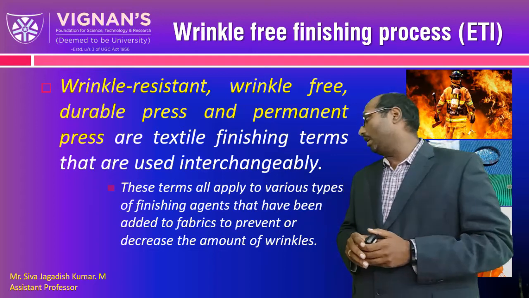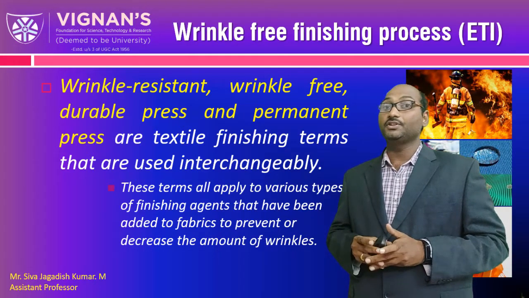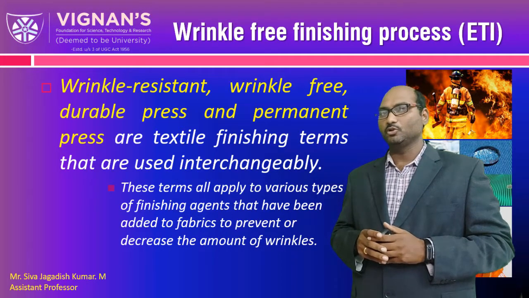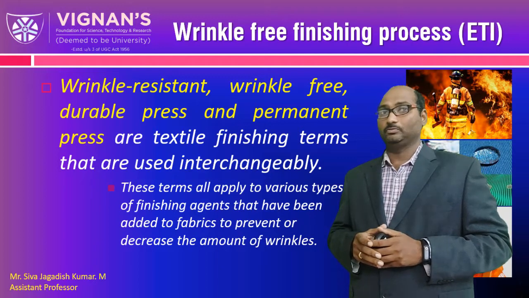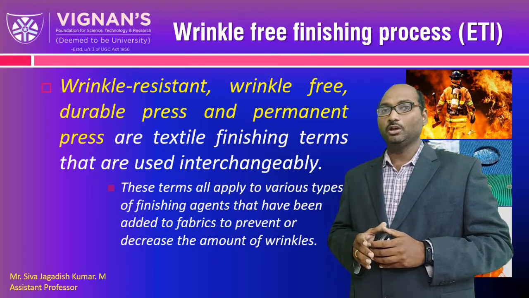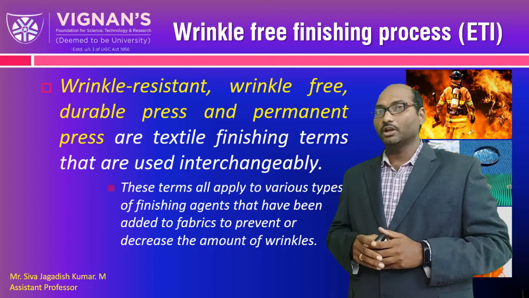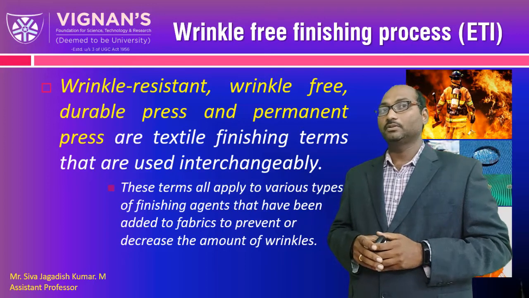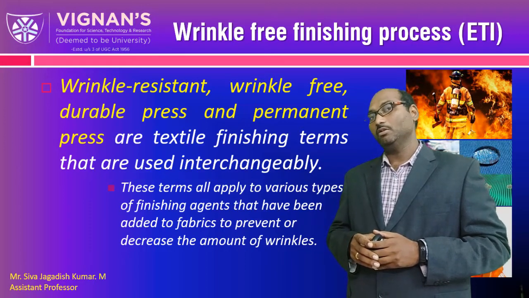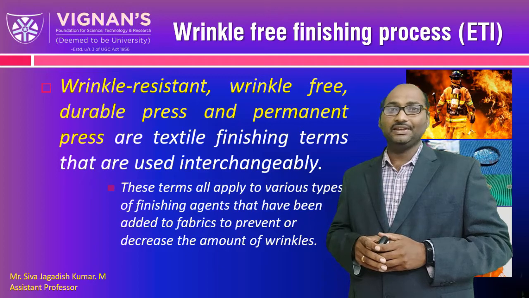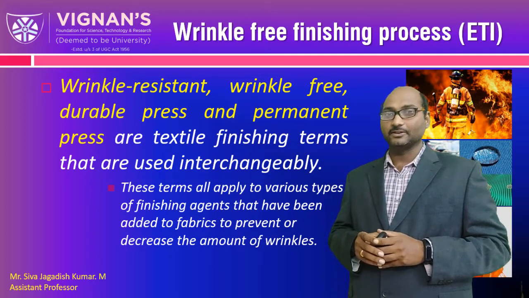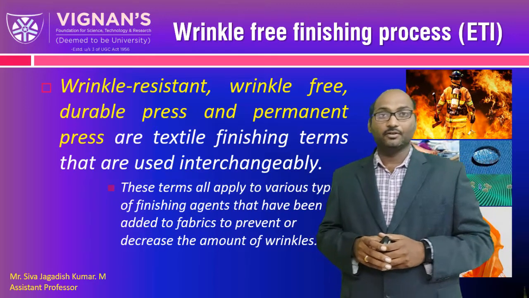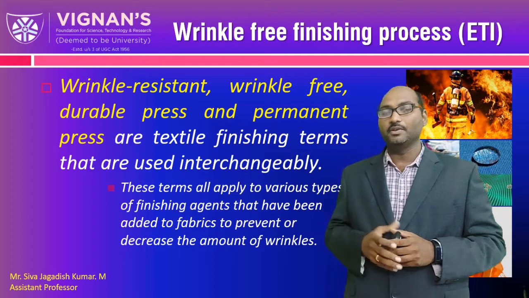So these terms all apply to various types of finishing agents, based on what kind of agents and which process can be used, but the objective is the same, to make it non-wrinkled. So to make sure that there are no wrinkles, that is the primary objective of these wrinkle-free finishing processes, commonly referred to as ETA finish. What is this ETA, sir? ETA means easy to iron. That means ironing or pressing will be there, right?